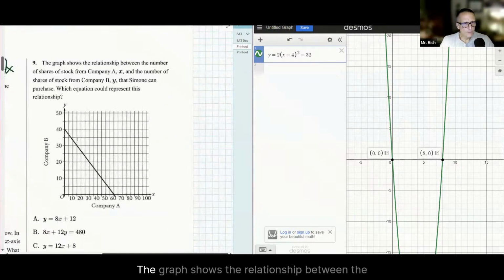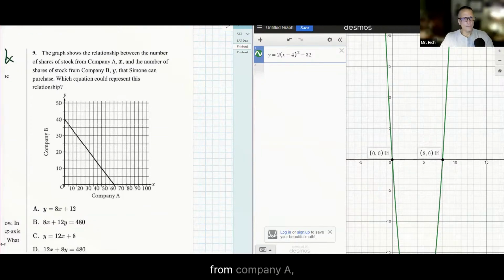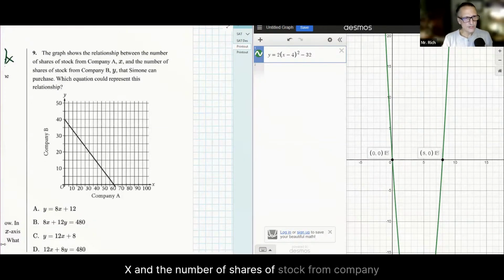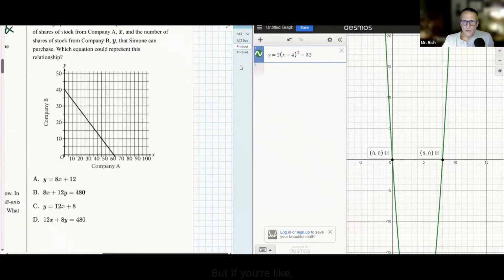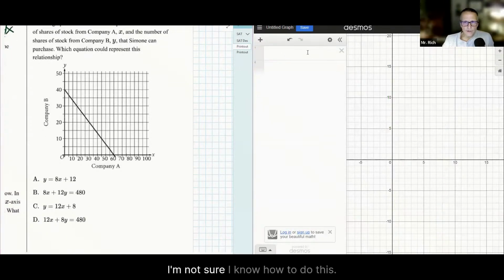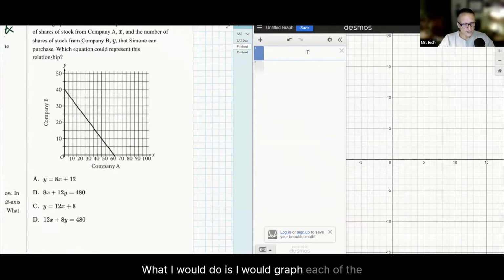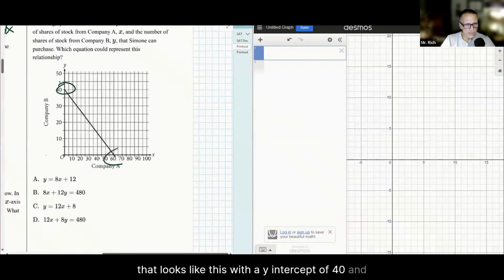Number 9. The graph shows the relationship between the number of shares of stock from company A, x, and the number of shares of stock from company B, y, that Simone can purchase. What equation would represent this relationship? I would not use Desmos on this. I would put each of these equations into slope-intercept form. But if you're like, I don't know, I'm not sure I know how to do this, what I would do is I would graph each of the answer choices to see when I'm going to get a line that looks like this with a y-intercept of 40 and an x-intercept of 60.